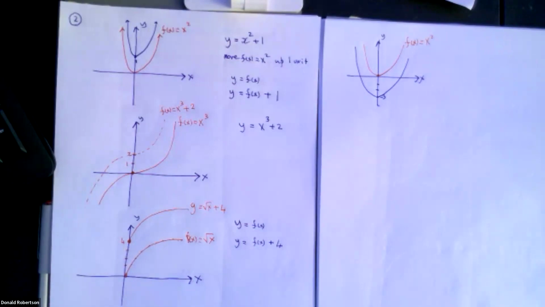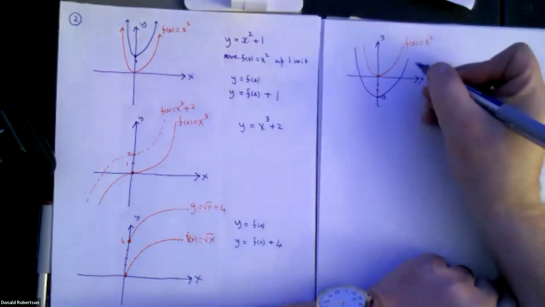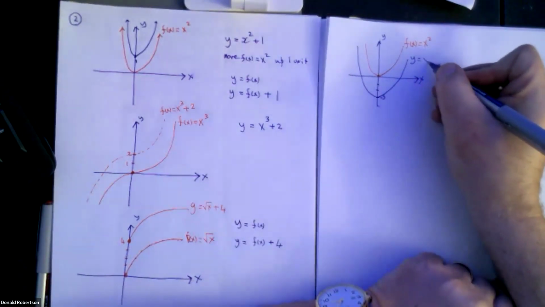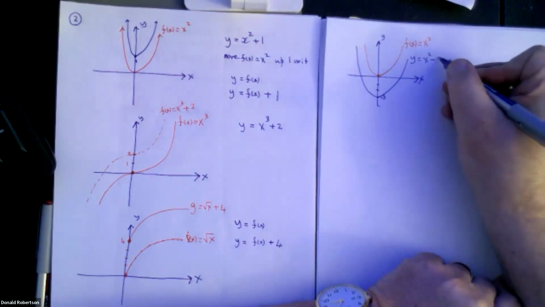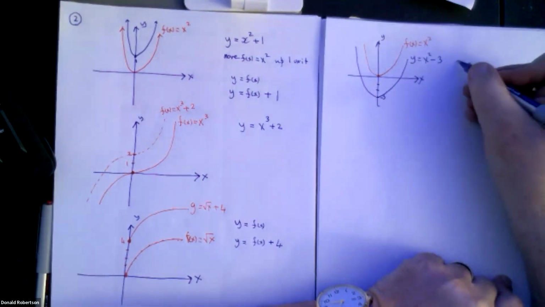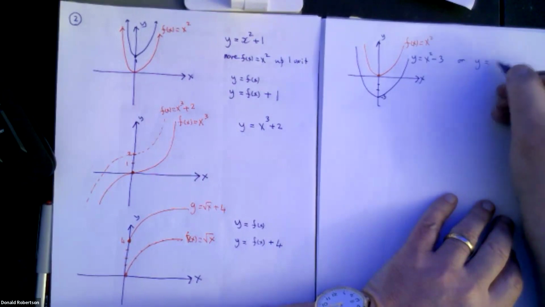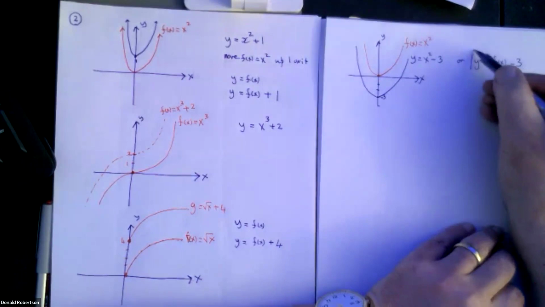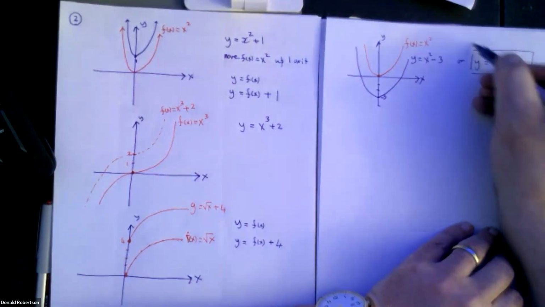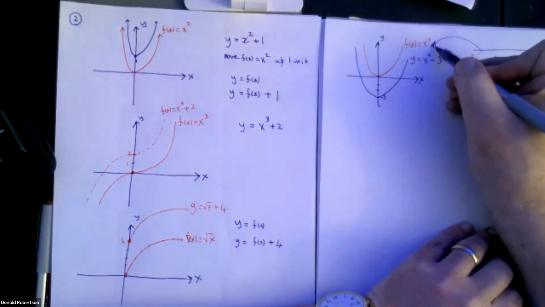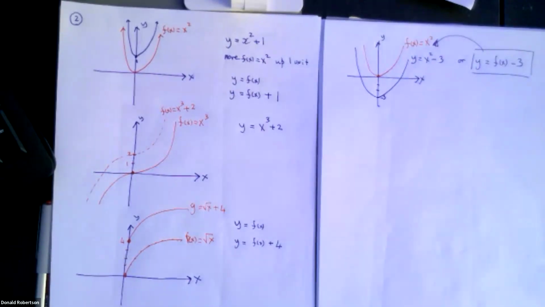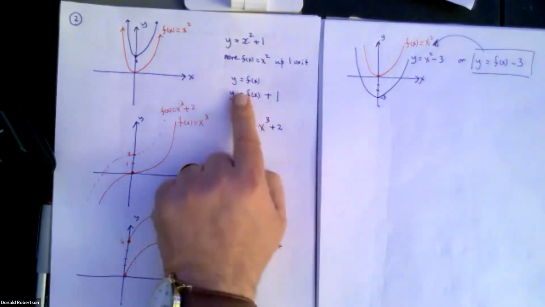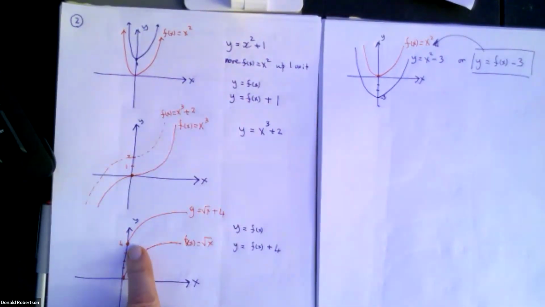Now, what would the function look like? What would the formula be for this new curve, this guy here? Well, it would be that guy down 3. Or you could say f of x take away 3, where f of x, in this case, means x squared. So there is a very simple connection between vertically moving up in the graph and the formula for the graph.